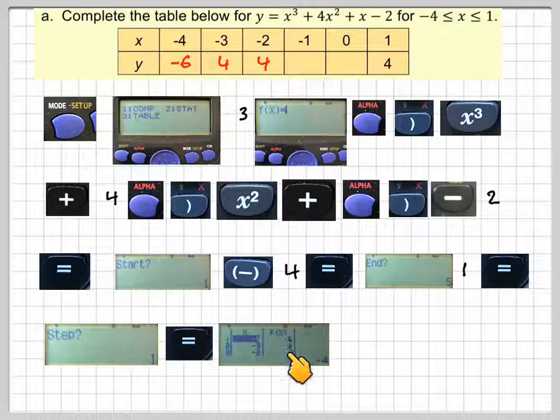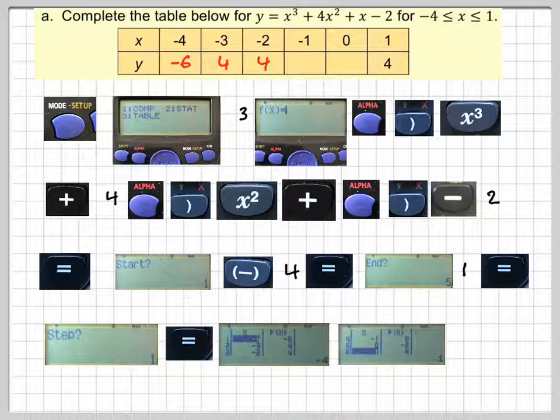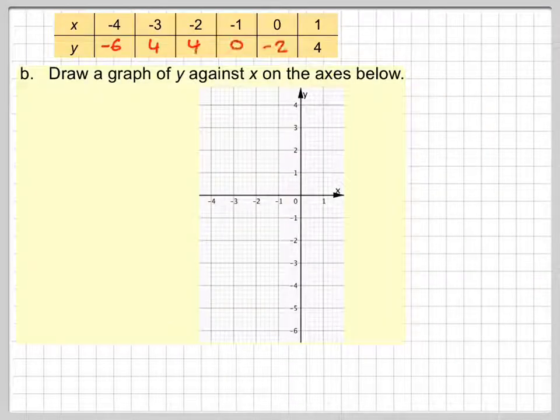So minus 6, 4, 4, and then if we scroll down we can fill in a bit more of the table. So 0, minus 2. Okay. So if we take those points and we now plot minus 4 against minus 6, and minus 3 against 4, minus 2 against 4, minus 1 and 0, and 0, minus 2, and then 1 and 4.